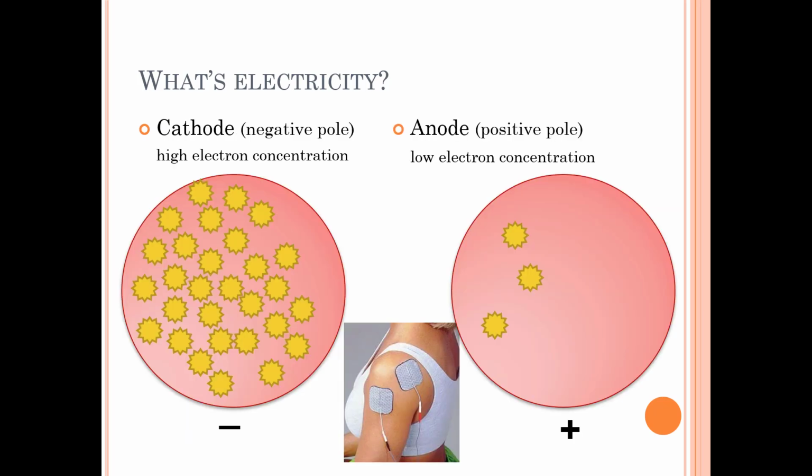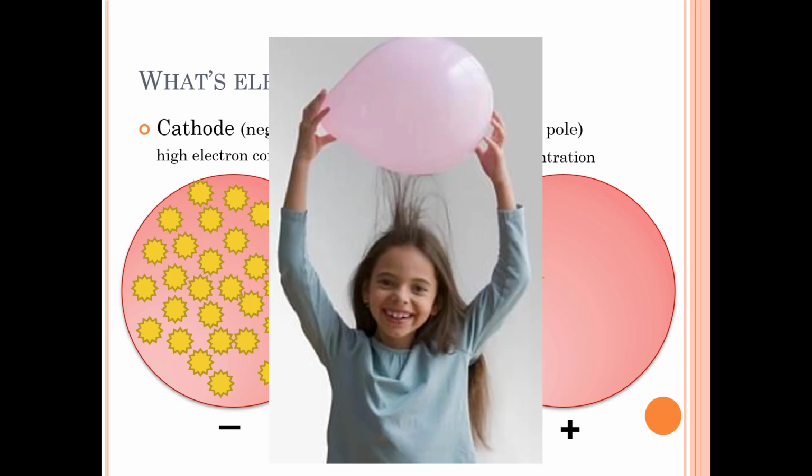There are 2 types of electricity, static and current. Static electricity is frictional electricity, created by rubbing 2 objects together. In the process, one object gains electrons and the other object loses electrons. An example of static electricity occurs when you rub a balloon on your hair.